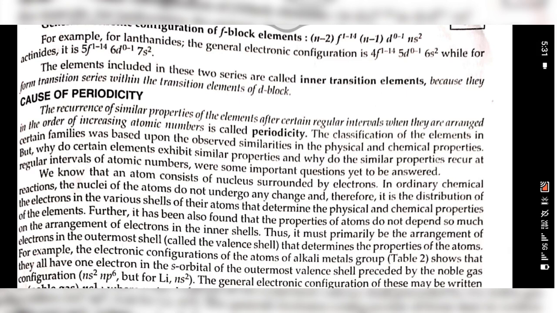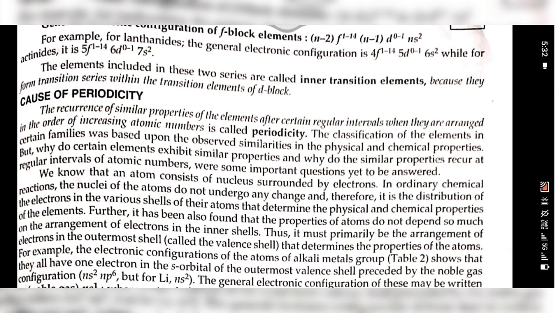The classification of the elements in certain families was based upon the observed similarities in the physical and the chemical properties. But why do certain elements exhibit similar properties, and why do similar properties recur at the regular intervals of the atomic numbers? These were some important questions yet to be answered. We know that an atom consists of nucleus surrounded by electrons. In ordinary chemical reactions, the nuclei of the atoms do not undergo any change, and therefore it is the distribution of the electrons in the various shells of their atoms that determine the physical and the chemical properties of the elements.